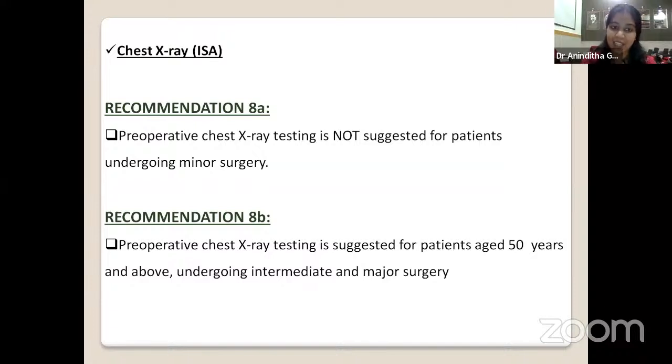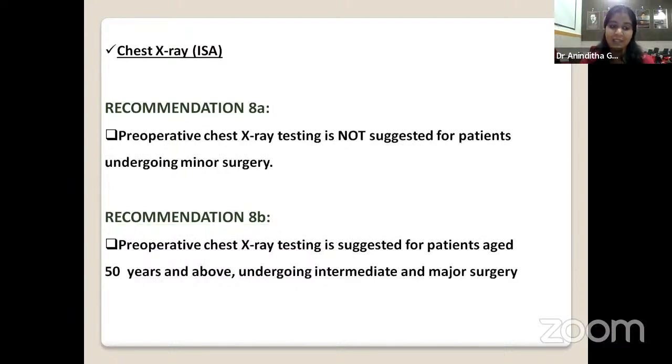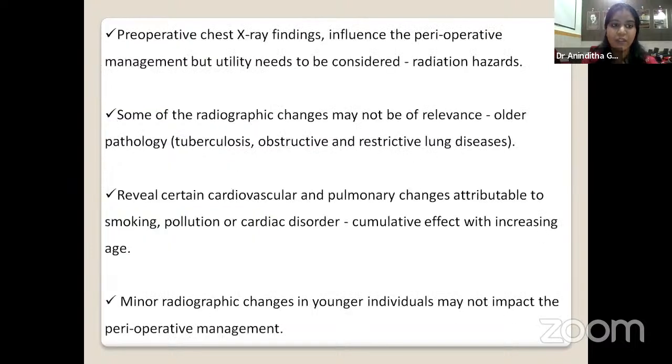Chest X-ray, recommendation 8A: preoperative chest X-ray testing is not suggested for patients undergoing minor surgery. 8B says that preoperative chest X-ray testing is suggested for patients aged 50 years and above undergoing intermediate and major surgeries. Preoperative chest X-ray findings influence perioperative management definitely, but the radiation hazards must also be considered. Some of the radiographic changes may not be of relevance because they might be of an older pathology like tuberculosis, or obstructive and restrictive lung disease. They reveal certain cardiovascular and pulmonary changes attributable to smoking, pollution, or cardiac disorders, which definitely have a cumulative effect with increasing age. Minor radiographic changes in younger individuals may not impact perioperative management.